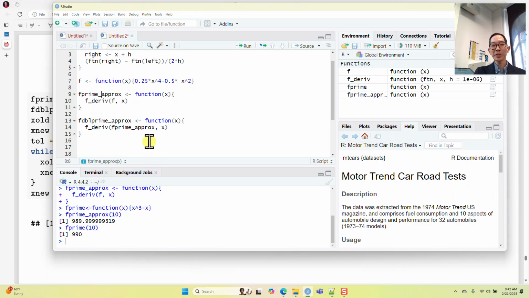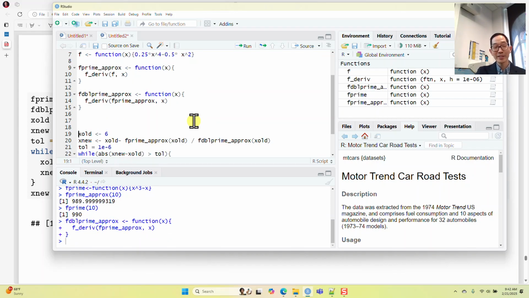And then what about the second derivative, okay? What is the second derivative? You just say, all right, give me the derivative of which function? The f prime function, okay? My f prime approximation function. I say, do that, okay? And that's going to work.